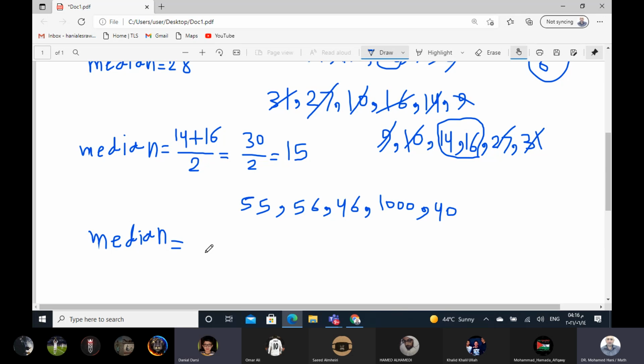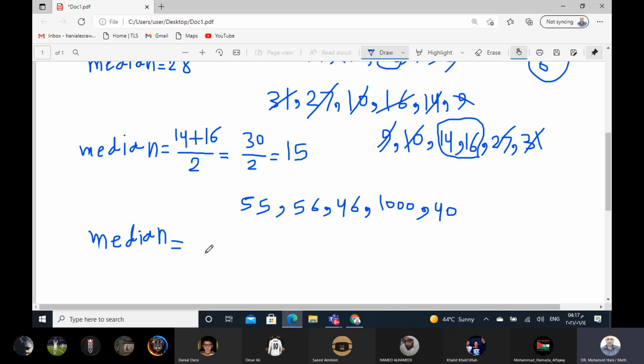Mr., the median is 55. Okay, thank you, Daniel. Thank you, Khalid. Who has a different answer? 65. Thank you. Who has a different answer? Mr., the median is 55. Okay, thank you, Omar. Okay, check with me, please.